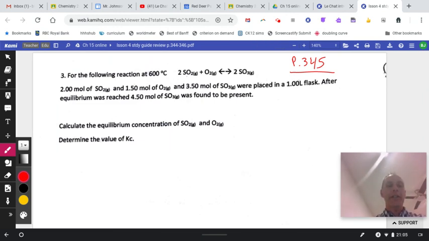Okay, so what have we got here? For the following reaction, it's 600 degrees Celsius. So that means that the equilibrium constant is only valid at that temperature. Okay, so we've got our reaction. 2 moles of SO2 gas react with 1 mole of oxygen gas to make 2 moles of SO3. It's in equilibrium, moving back and forth. Okay, so I'm just going to rewrite that equation. 2 SO2 gas plus O2 gas gives us 2 SO3 gas.